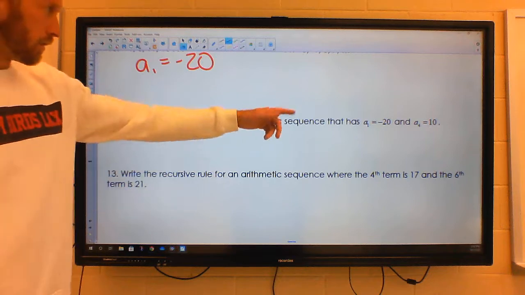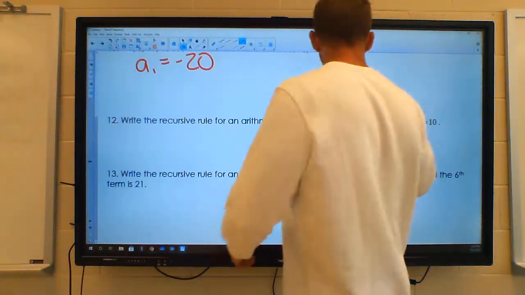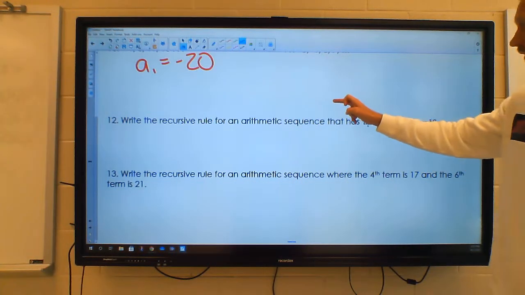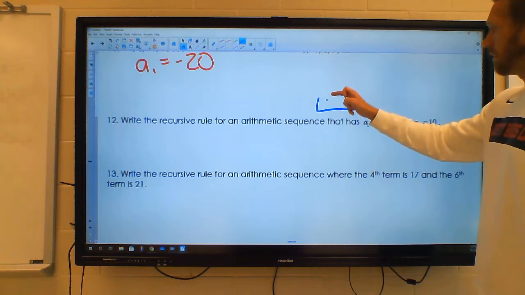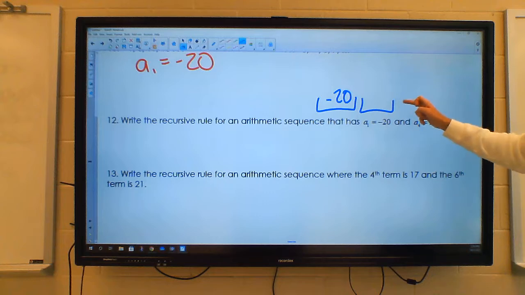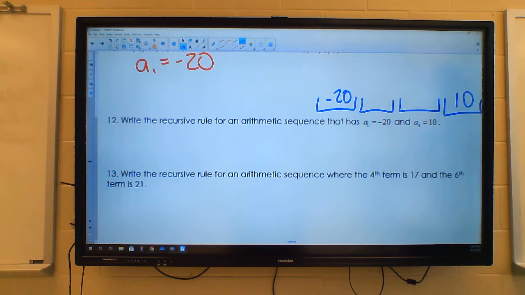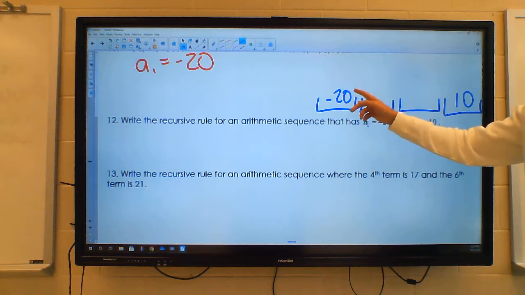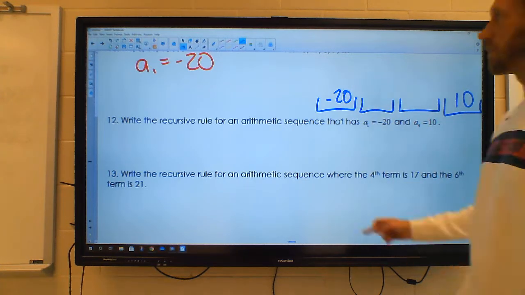So they already tell us the first term is -20, and they tell us what the fourth term is. Maybe I'll just draw a box to signify that as the first term. Don't know the second term. Don't know the third term. I know the fourth term. So we want to go from the first term to the fourth term.